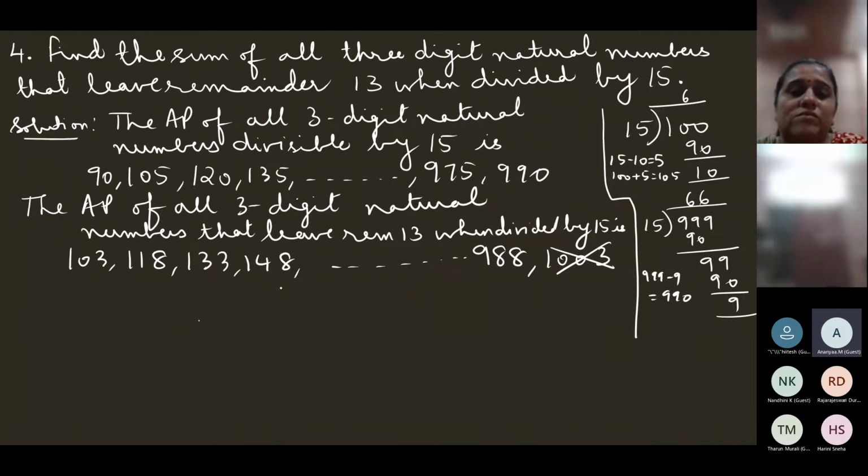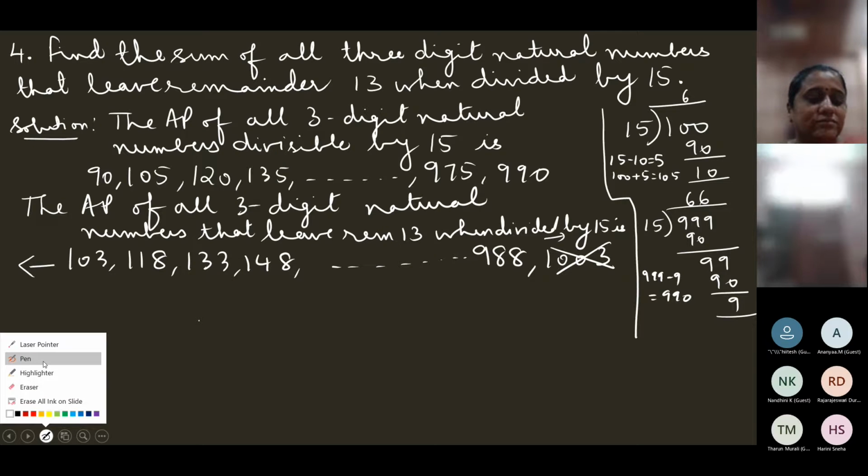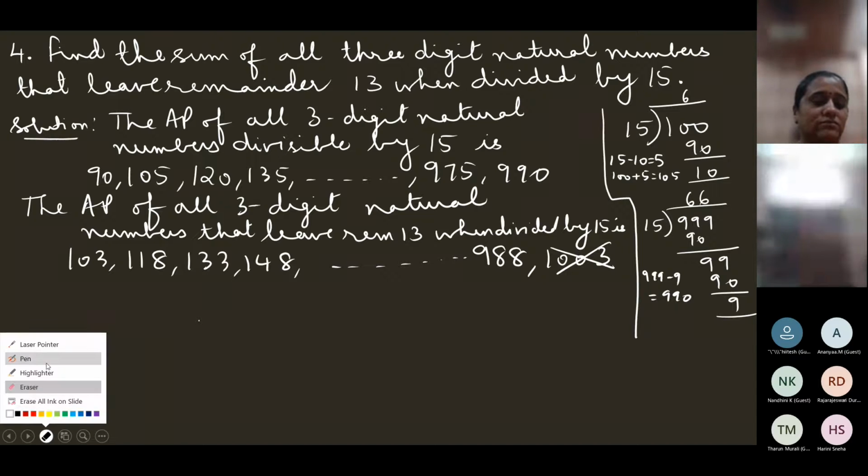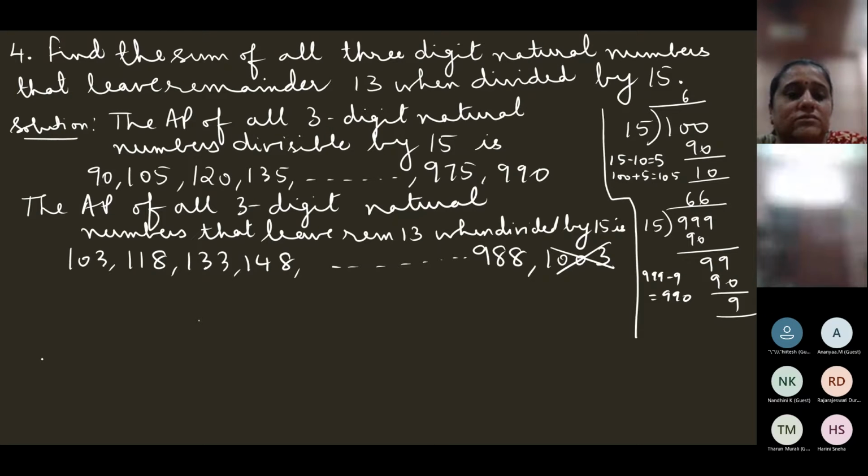Okay. So if you miss 103, you have not found the sum of all the 3-digit natural numbers. We can check by adding 13 until there's a two-digit term on the left side and a 4-digit term on the right side. Correct. On this side, if it's a 2-digit number, and on this side, if it's a 4-digit number, you'll have to stop. If you miss the first number 103, children, that means you have not found the sum of all the 3-digit natural numbers that leave remainder 13 when divided by 15.